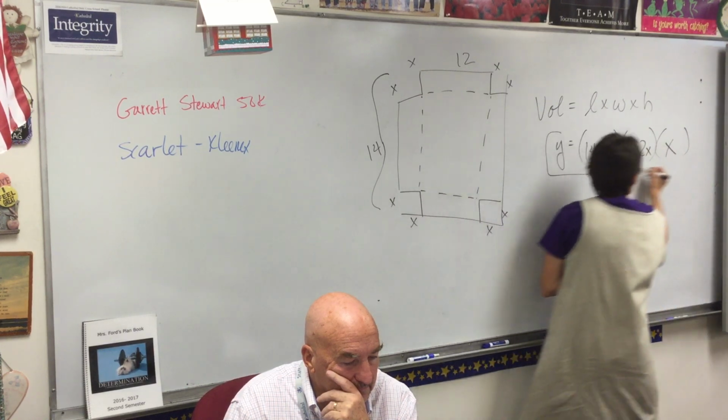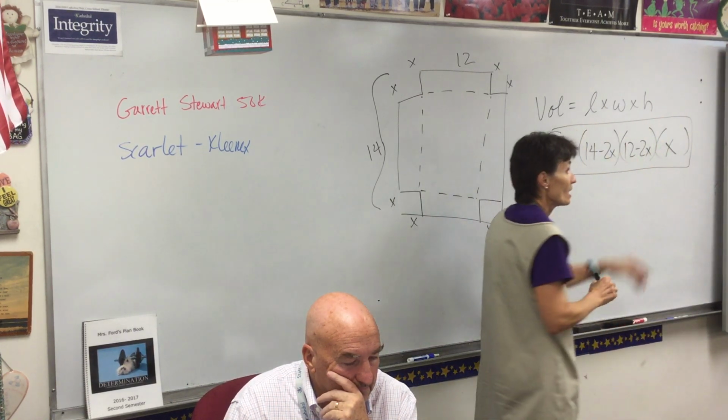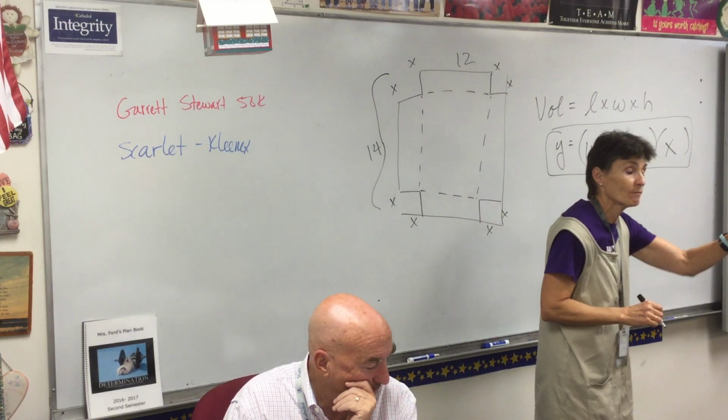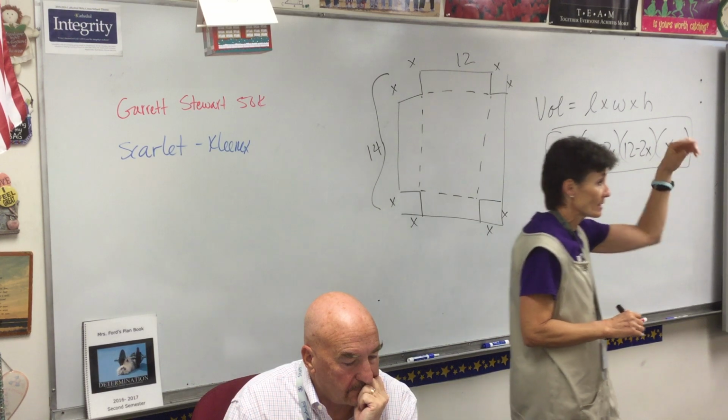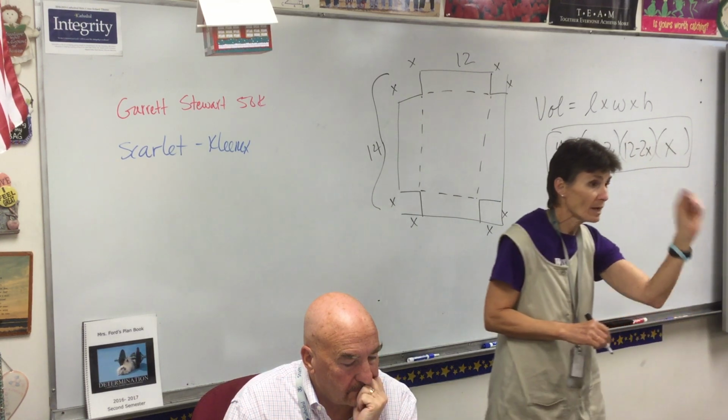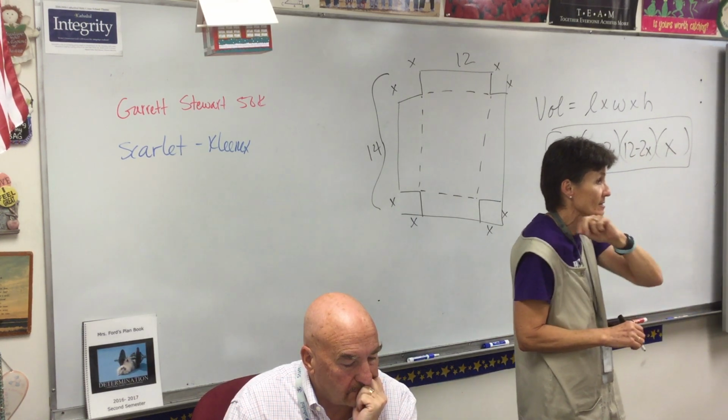There is your equation. So part 1 says, write an equation for the volume of the box. So it's length minus 2x, width minus 2x, x. Every single time.